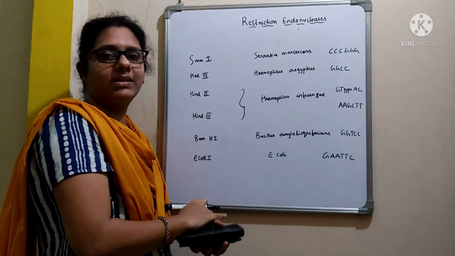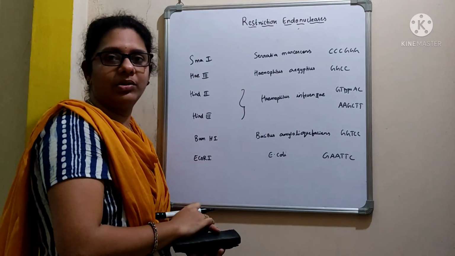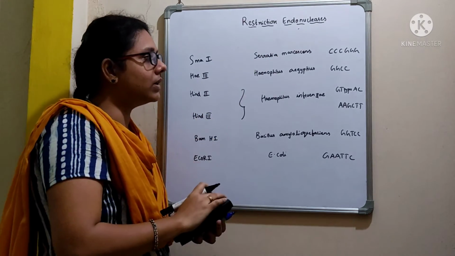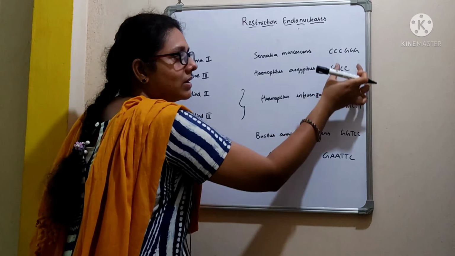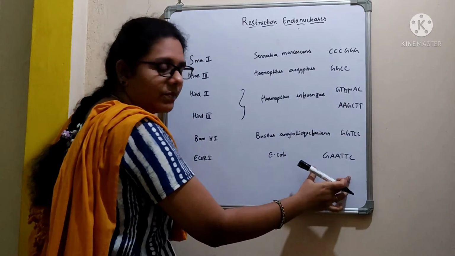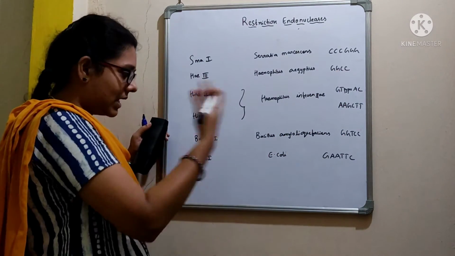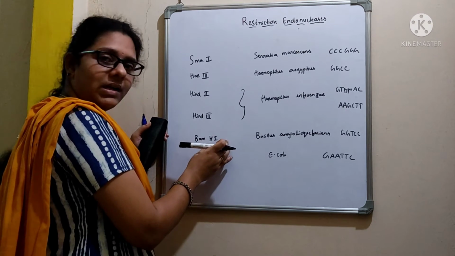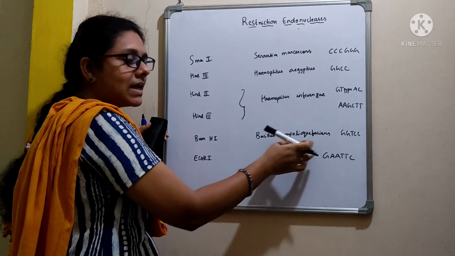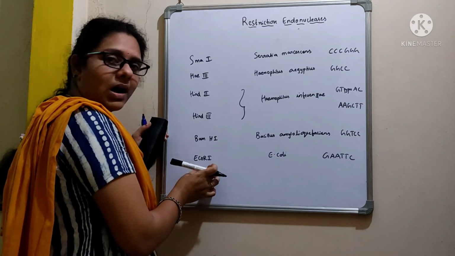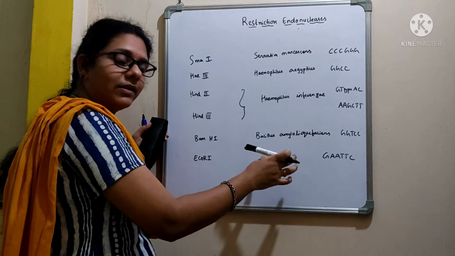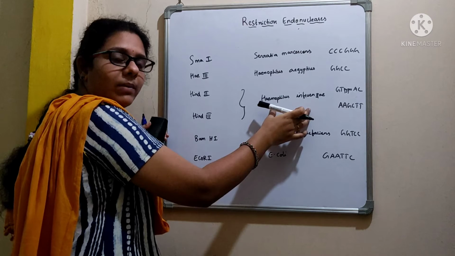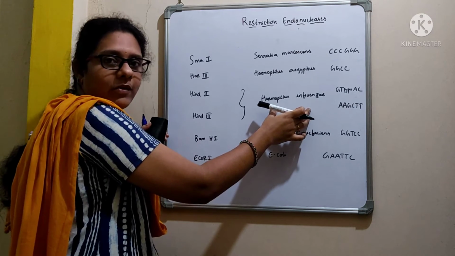These are some of the examples of restriction endonucleases. I'll provide you the list of these restriction enzymes at the end of the video. Each enzyme will have a specific recognition sequence. If you look into the nomenclature, like BamHI, this is the enzyme that was isolated from Bacillus amyloliquefaciens. EcoRI is the enzyme that was isolated from E. coli. And HindIII is the enzyme that was isolated from a bacterium called Haemophilus influenzae.